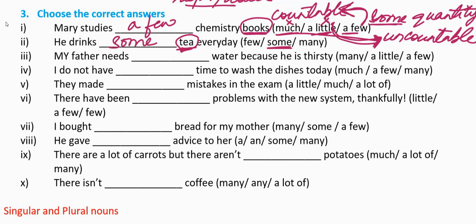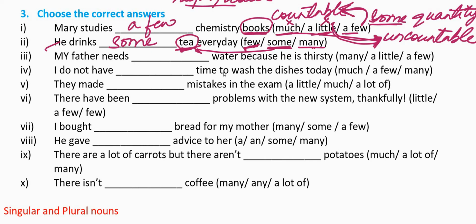It is a positive sentence. It is not a question, nor is it a request or offer. But since it is an uncountable noun, you're supposed to use the quantifier some, because you cannot use few, as few is suitable for the countable nouns. And many is also suitable for countable nouns, but some can be used for uncountable nouns also. You cannot use few and many for uncountable nouns.